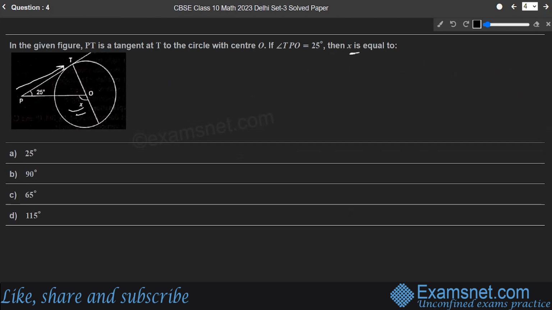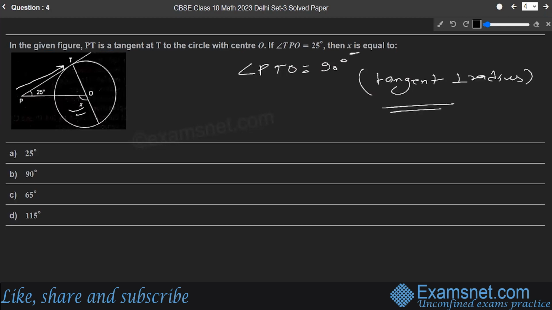So as they say, angle PTO is going to be 90 degrees. Why so? Because there is a theorem which says tangent is always perpendicular to the radius. Tangent is always perpendicular to the radius of the circle. So that's why we can conclude that angle PTO, which is drawn here, is nothing but 90 degrees.